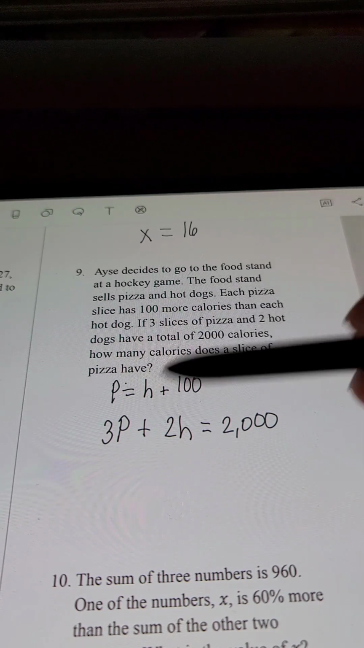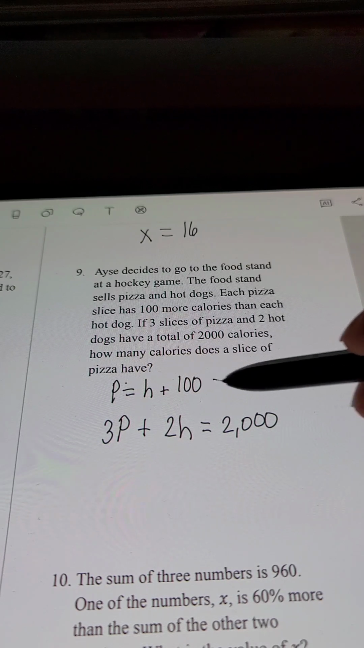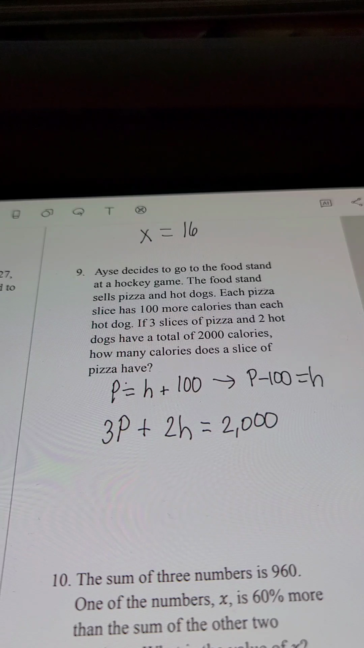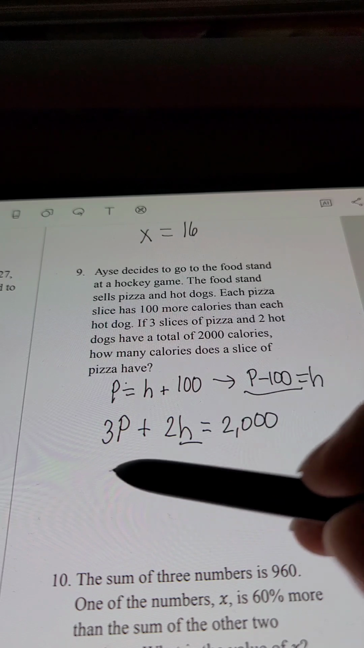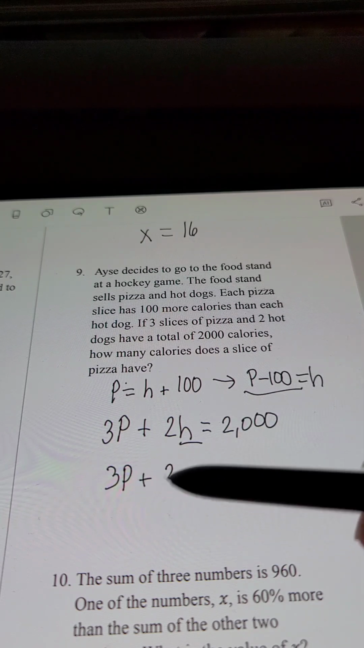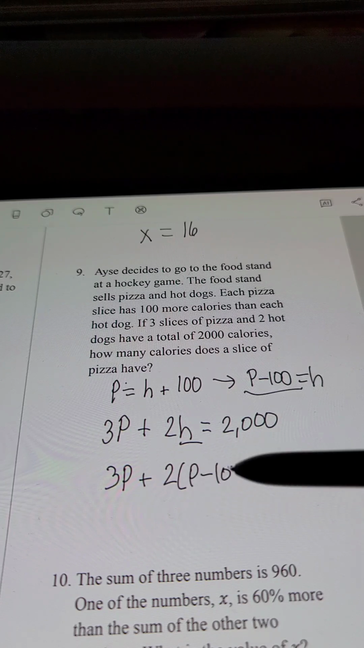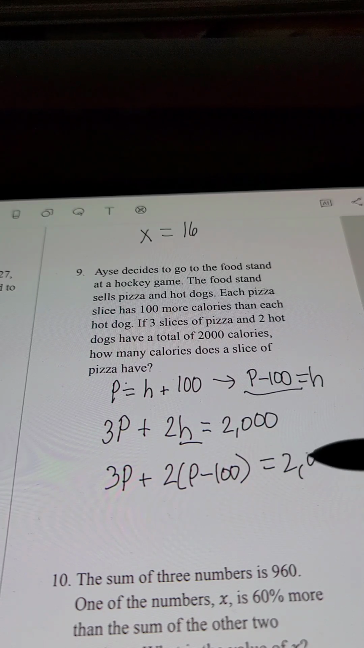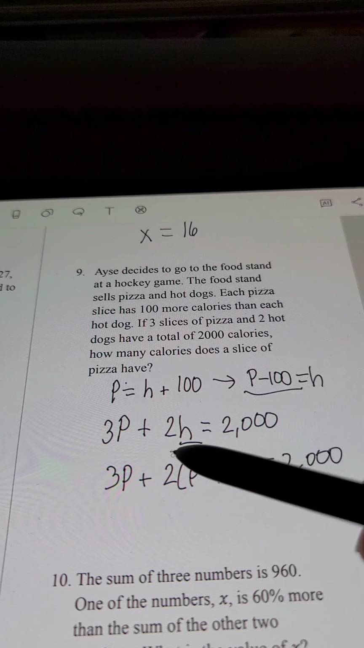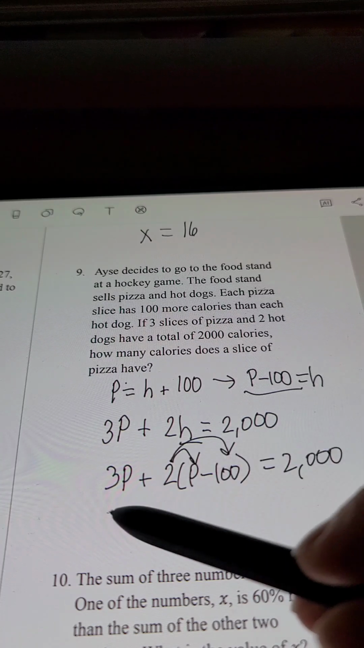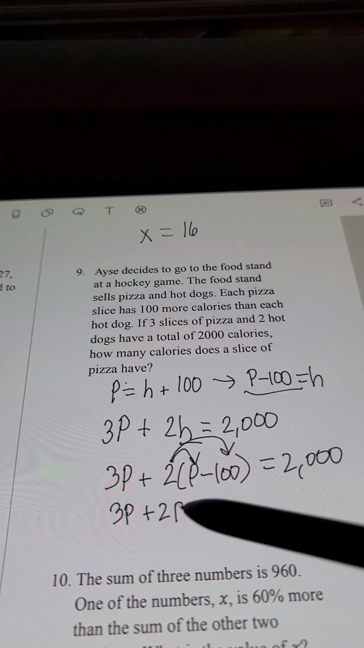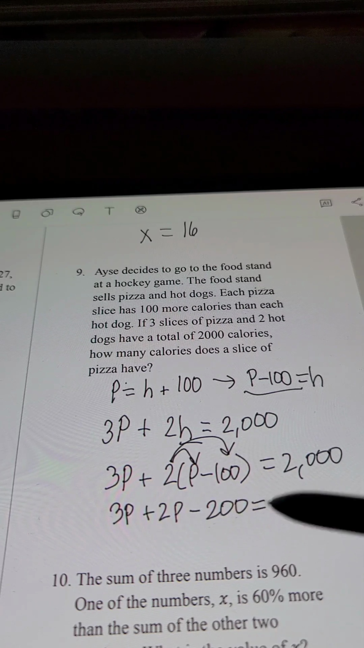So I don't want to replace P, I want to replace H. So I'm going to subtract 100 from each side to get H by itself, and then I'm going to do substitution. So I know H is equal to that, so instead of H, I could plug in P minus 100. So let's do that. So 3P plus 2 times P minus 100, replacing H, is equal to 2,000. Now let's do distributive property right here.